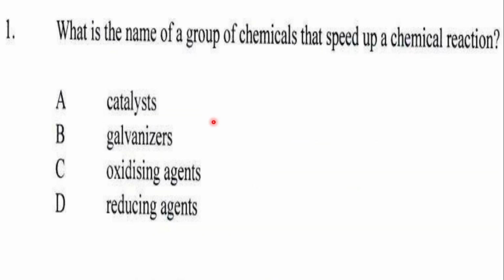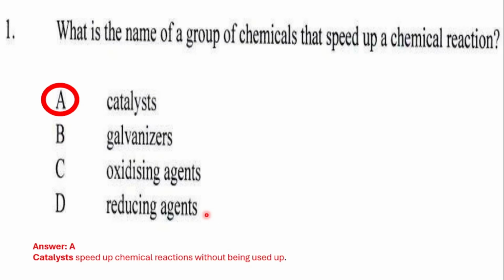Let's begin. The first question says, what is the name of a group of chemicals that speed up a chemical reaction? Is it catalysts, galvanizers, oxidizing agents, or reducing agents? The correct answer here is definitely going to be catalysts, because catalysts speed up chemical reactions without being used up. So the correct answer here is A, catalysts.